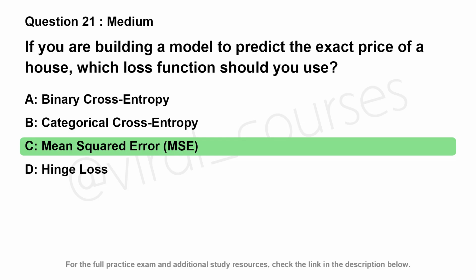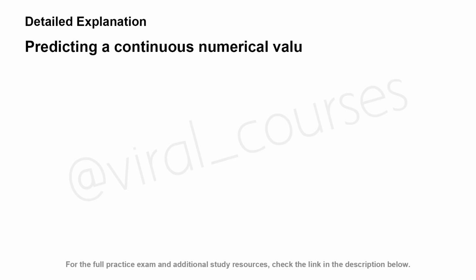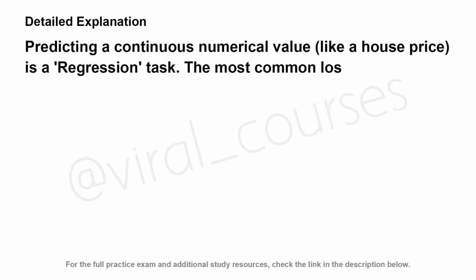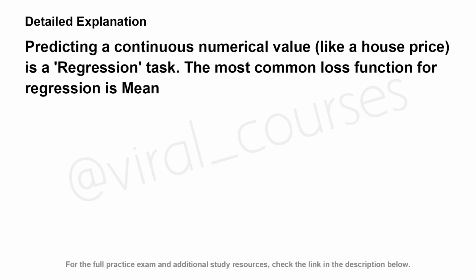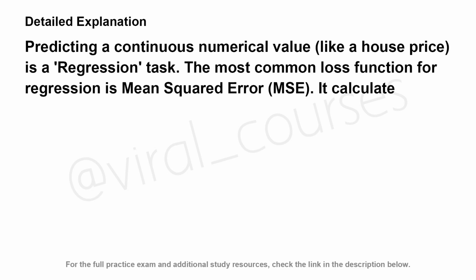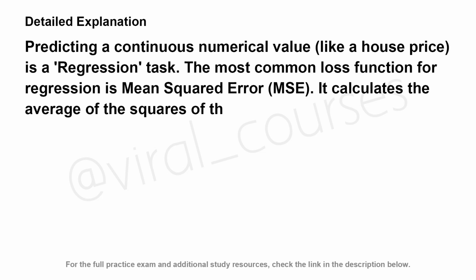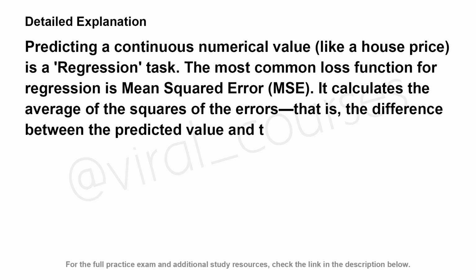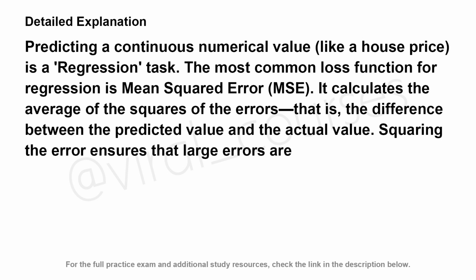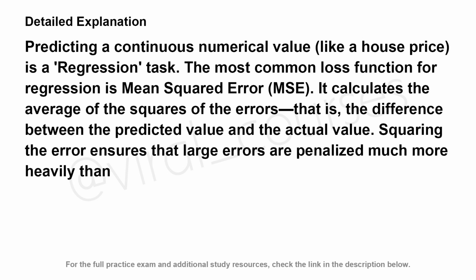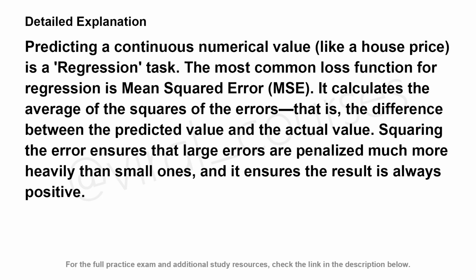The correct answer is C. Predicting a continuous numerical value, like a house price, is a regression task. The most common loss function for regression is mean squared error, MSE. It calculates the average of the squares of the errors. That is, the difference between the predicted value and the actual value. Squaring the error ensures that large errors are penalized much more heavily than small ones. And it ensures the result is always positive.